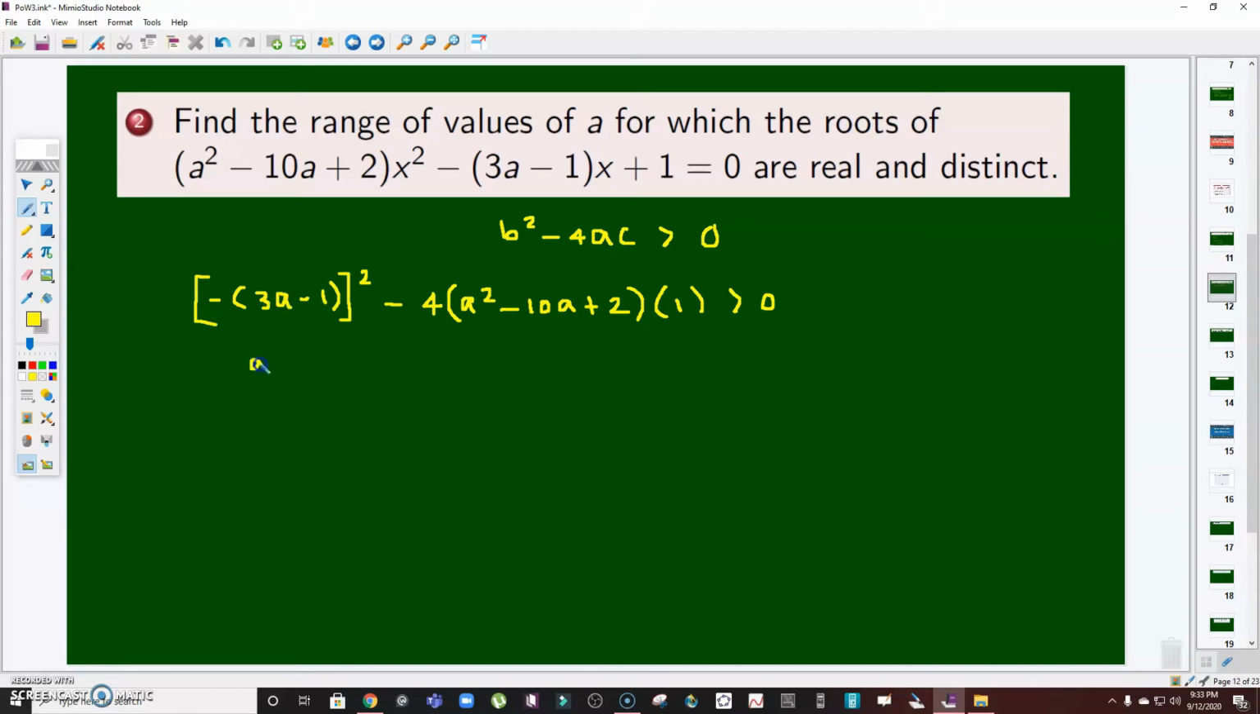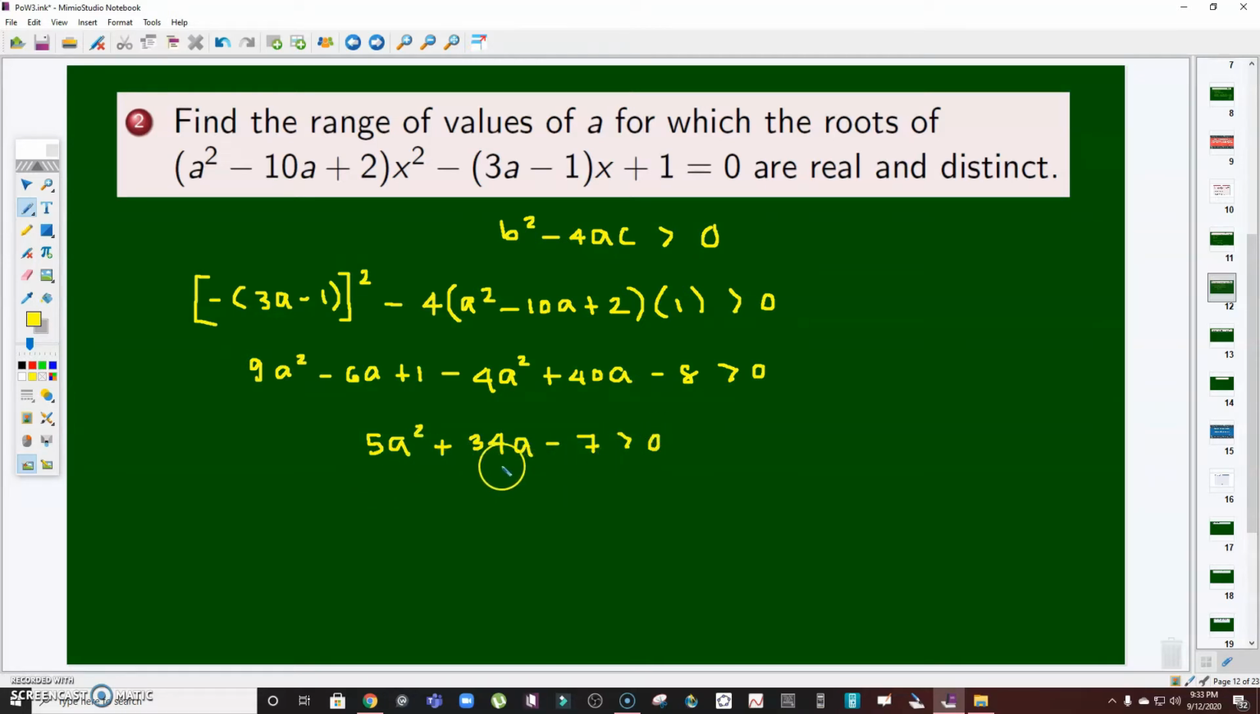Okay, so all you have to do is to square this binomial, 3a minus 1. Doing that, I'm going to have 9a squared minus 6a plus 1. See that? Then distribute this negative 4 to this trinomial. So I'm going to have negative 4a squared plus 40a minus 8, greater than 0. There you go. Combining like terms, 9a squared minus 4a squared, I'm going to have 5a squared. Negative 6 plus 40, so that's 34a, minus 7. Okay, that's greater than 0.